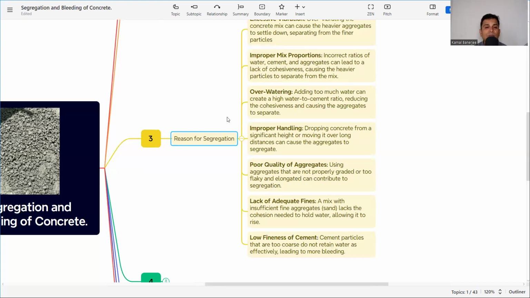So, how to make the mix design of a concrete, or a proper mix design? I have a detailed video, the link is in the description. Please check, आपको पूरा आइडिया मिल जाएगा कैसे प्रॉपर मिक्स डिजाइन करते हैं as per IS 10262.